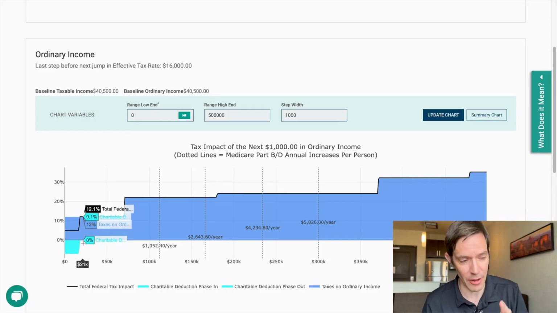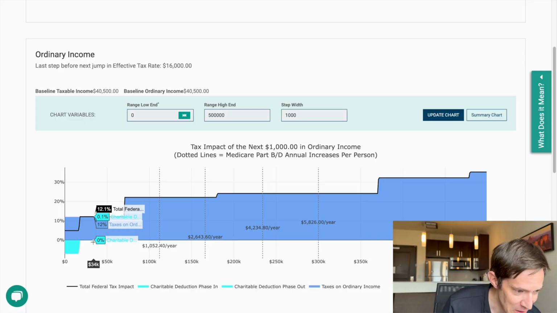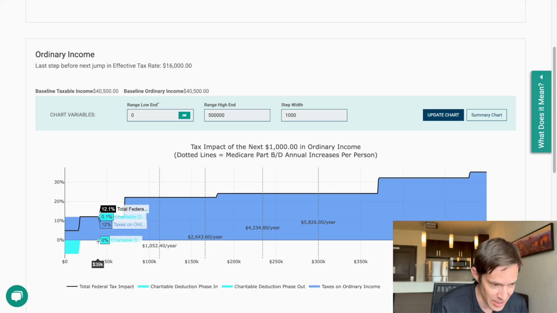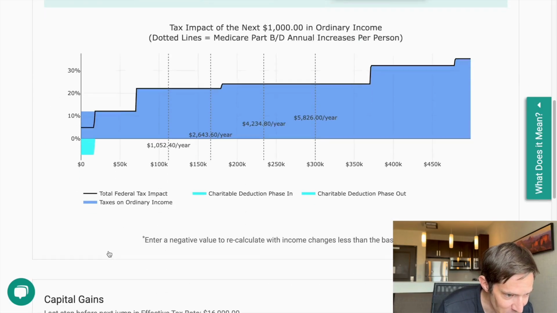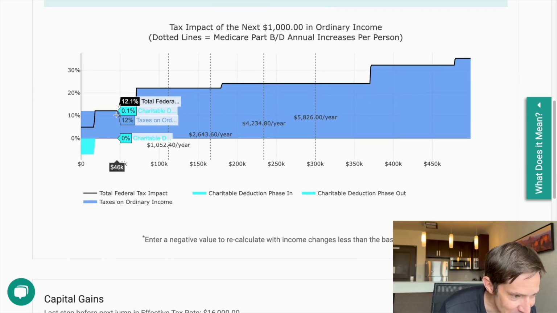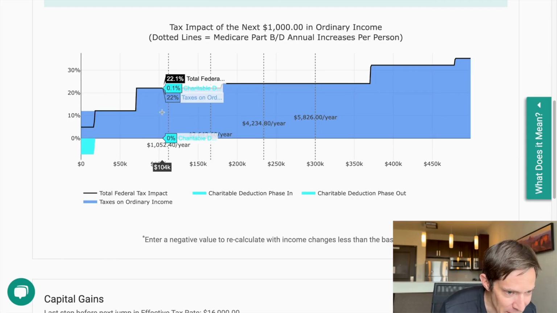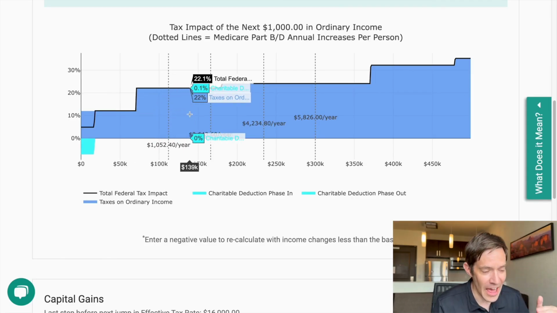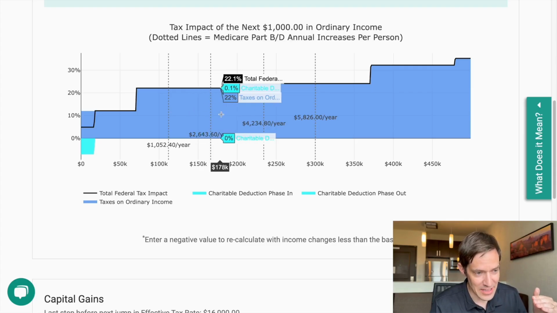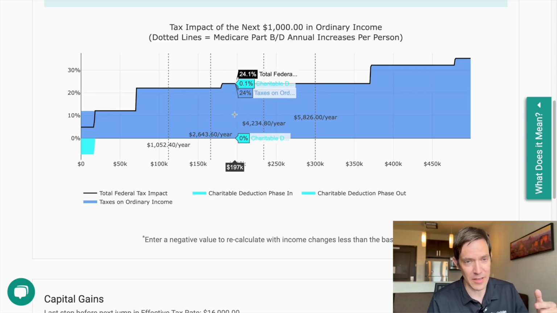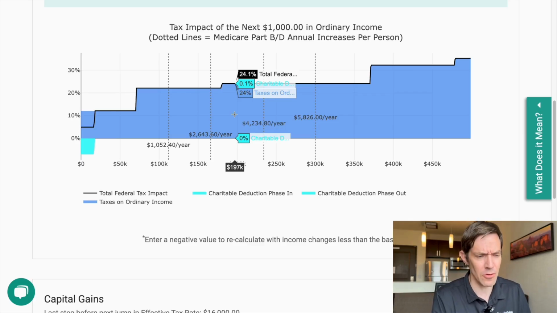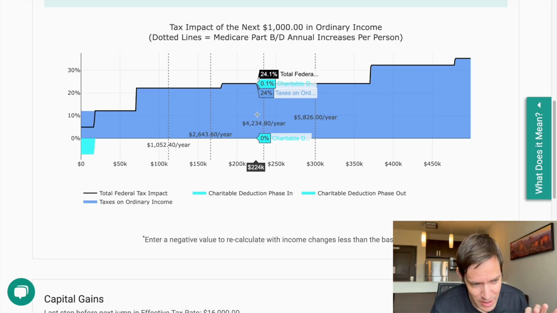Now, we're here to talk about the phase out, and it's almost impossible to see. Let me see if I can zoom in and even see it. I don't know if you can. It's super tiny, but basically, as I add income, a piece of that extra income is causing some of my charity to phase out because of that floor. This is much more pronounced in range calc when you're looking at the medical deduction phase out, because that's a 7.5% floor. But the charity one is super tiny.